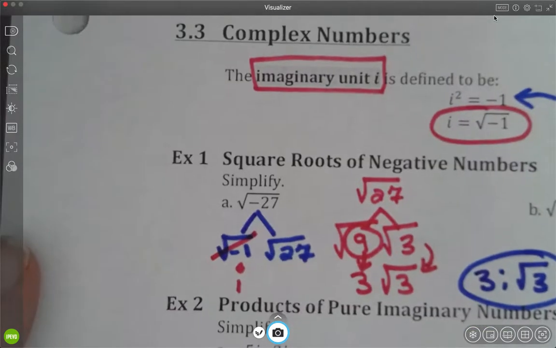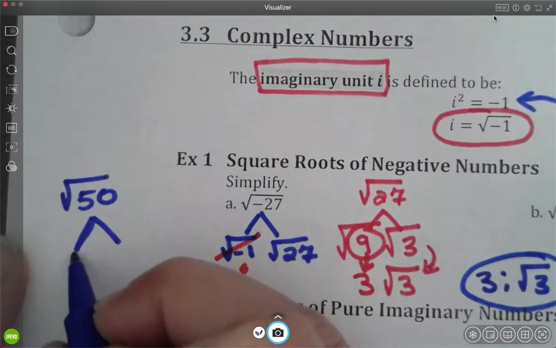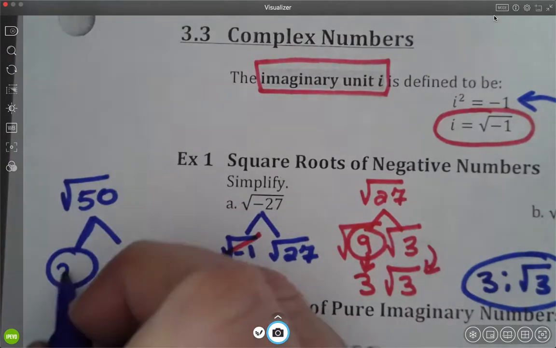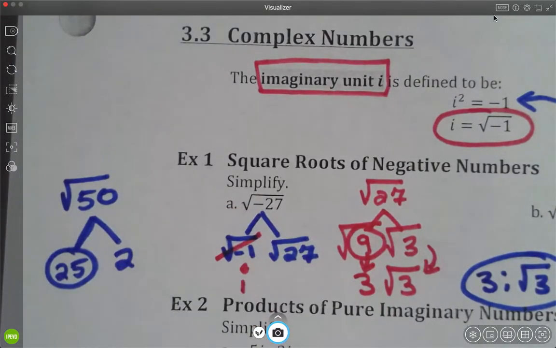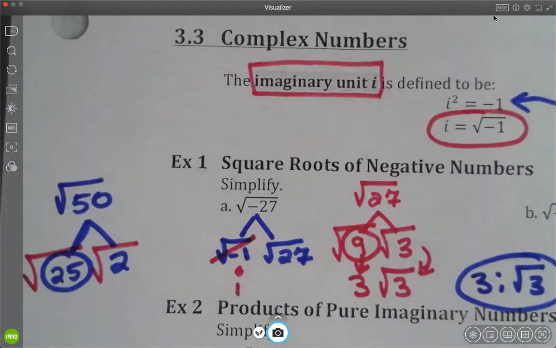Okay, so let's just do the square root of 50 to practice. What goes into 50 that I can take the perfect square root of? 25 and 2, he says. So I want to put 25 in the circle because 25 is the special number. So the square root of 25 and the square root of 2 will make the square root of 50 when I put them together. Agreed?